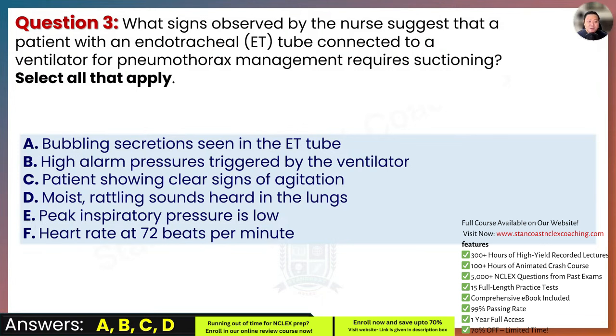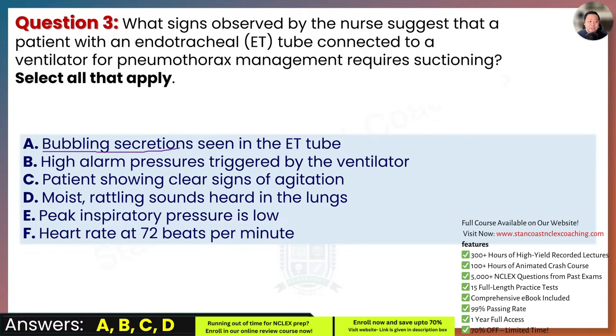And so letter A states bubbling secretions seen in the ET tube. This is one of the most obvious signs that suctioning is needed. If mucus is visibly accumulating and bubbling inside the tube, obstructing the airflow, then you've got to clear it with suction to restore effective ventilation. Again, the clue here is the phrase bubbling secretions. This signals there is excess mucus that needs to be removed.